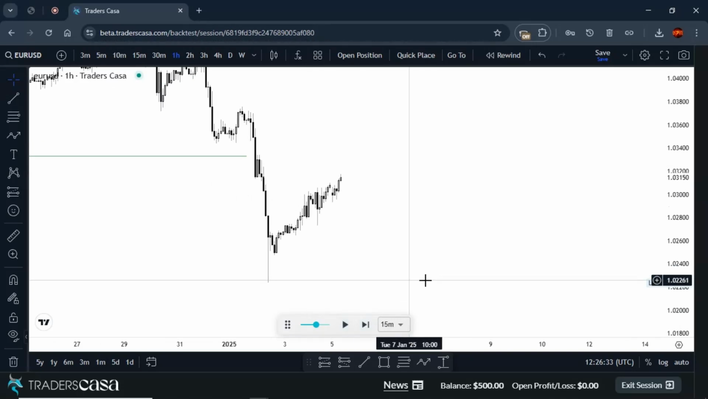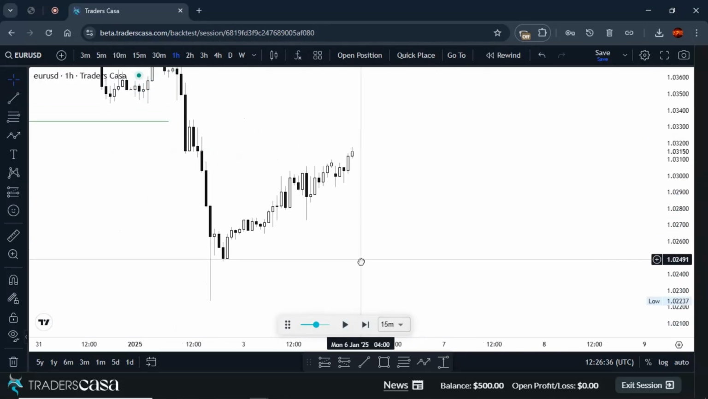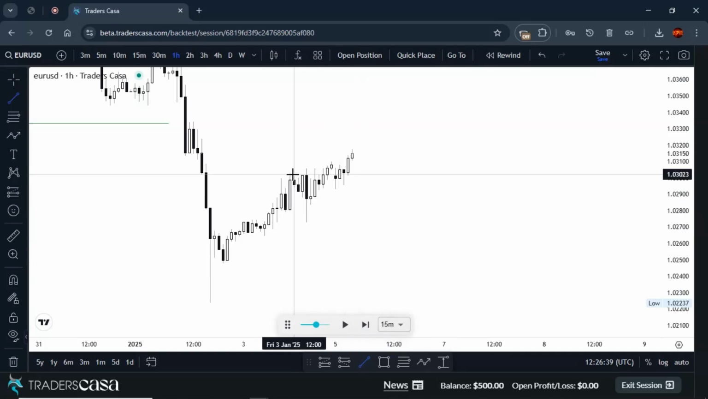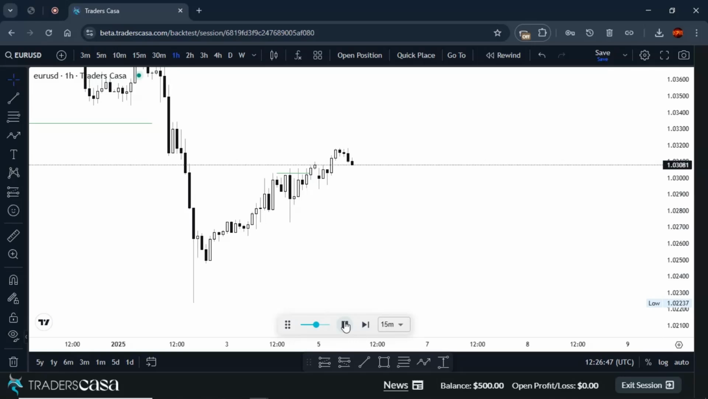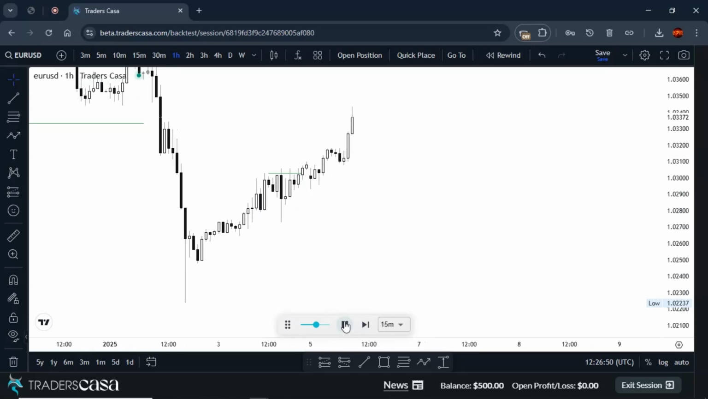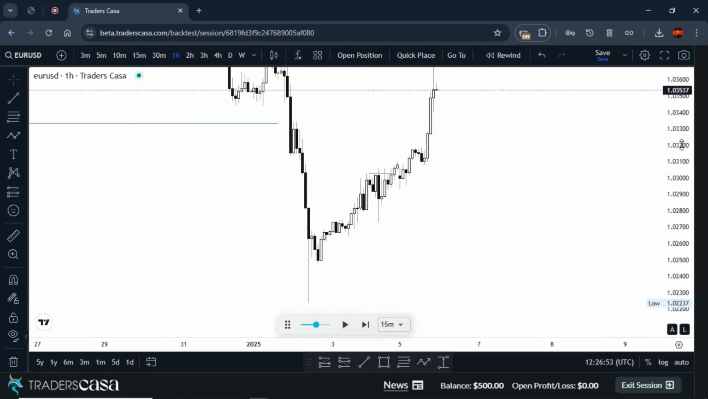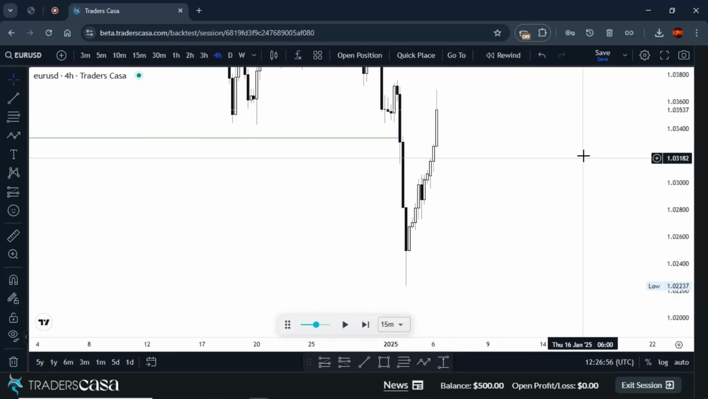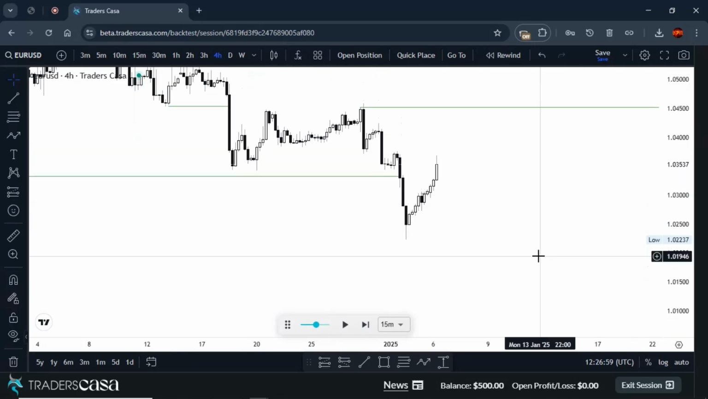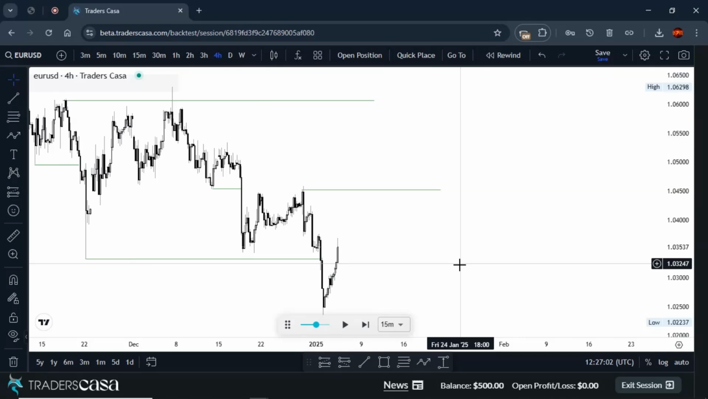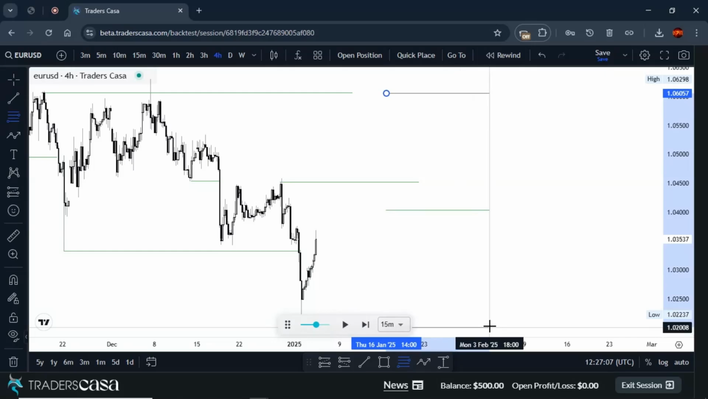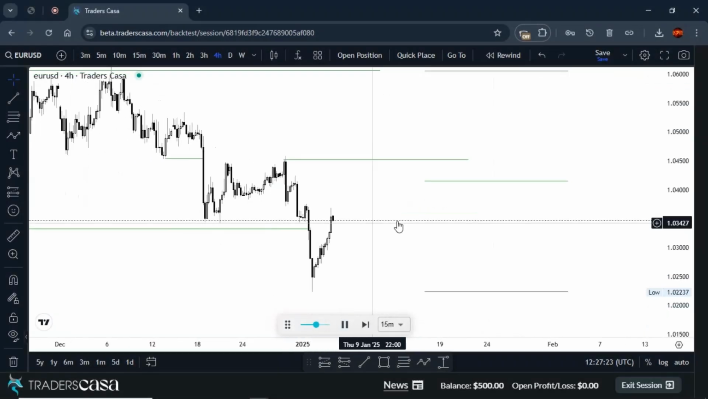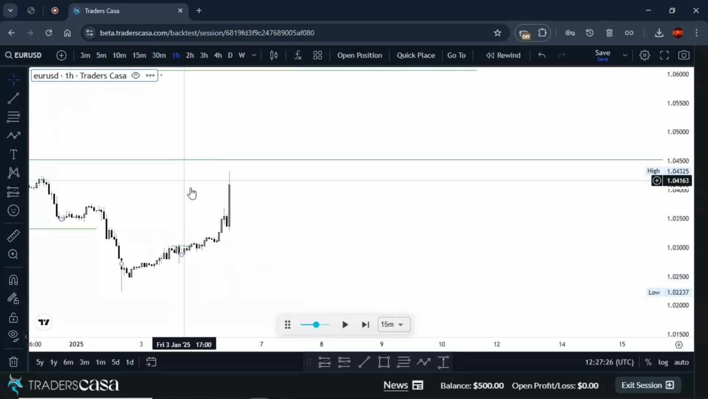Now, if you notice, we are kind of pulling back, right? Notice that we're having minor breaks of structure to the upside. Let's wait for price to do its thing. Okay, now we are pulling back, so we can easily just mark out our Fibonacci. So let's bring our Fibonacci and mark out our premium and discount. Okay. Right. So let's see how price plays out.